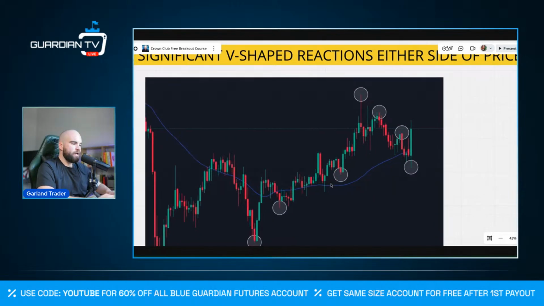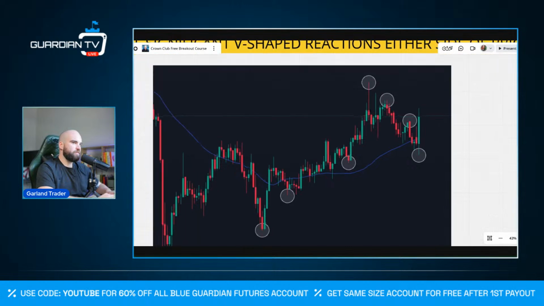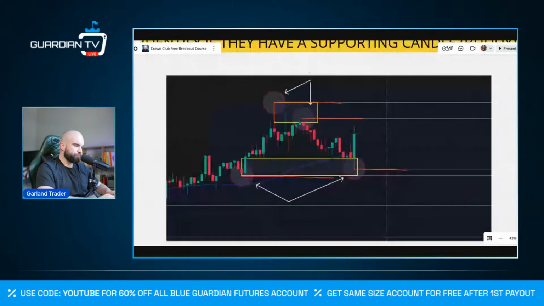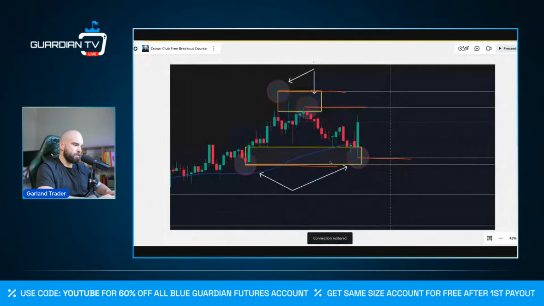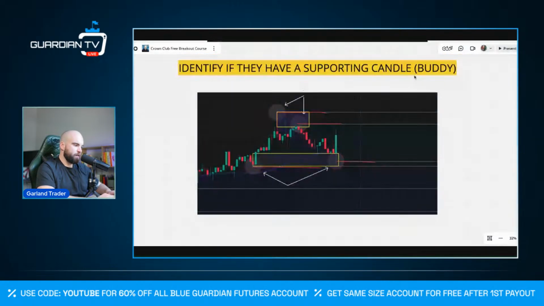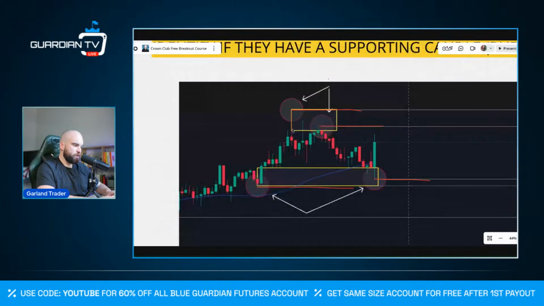So how do we decide which of these are valid areas to actually trade from? Okay. It's pretty simple. The first thing you need to ascertain is there a supporting candle, which I like to call the buddy candle? So you can see here, price pushed in, pushed out, and pushed in and pushed out again. So you can see we've got a supporting candle here, supporting candle here. Then we've got this zone down here. There's supporting candles over here, and there's another reaction here.